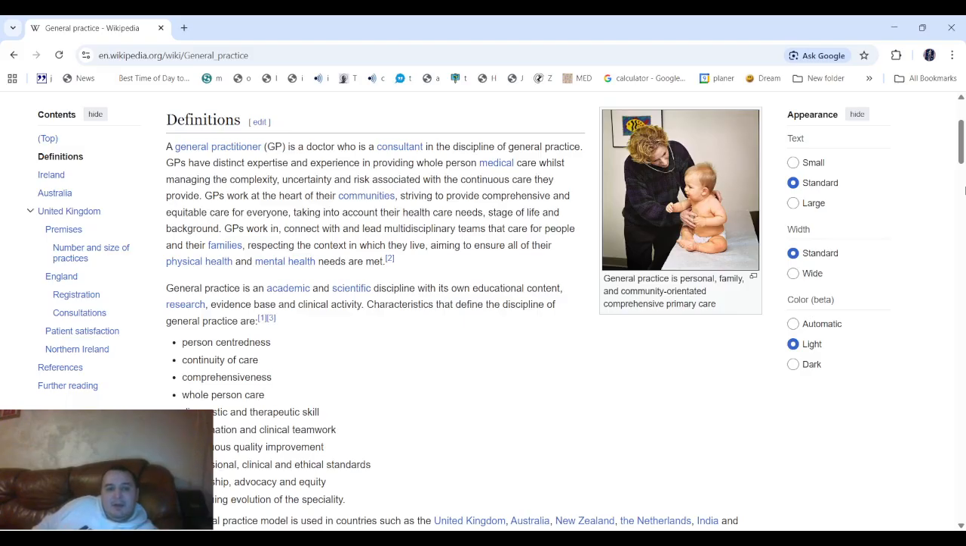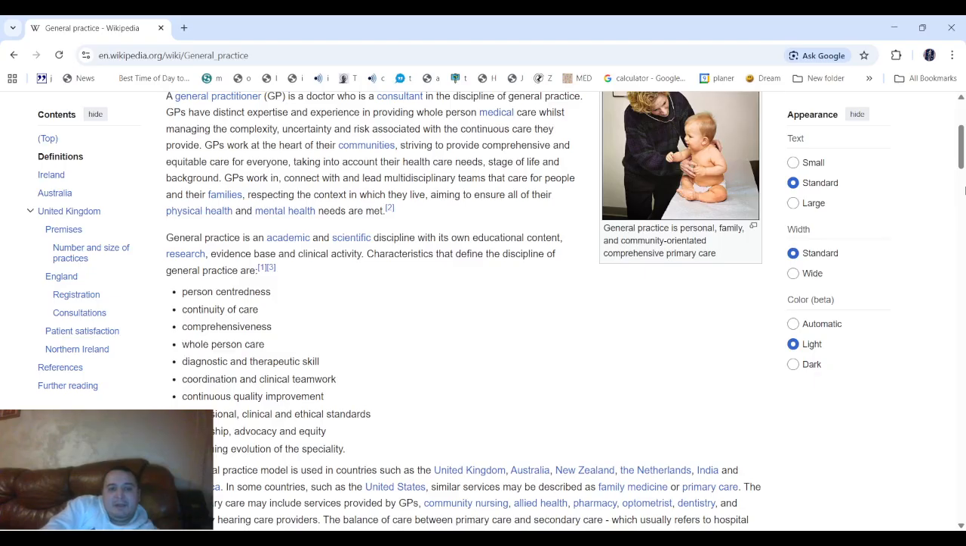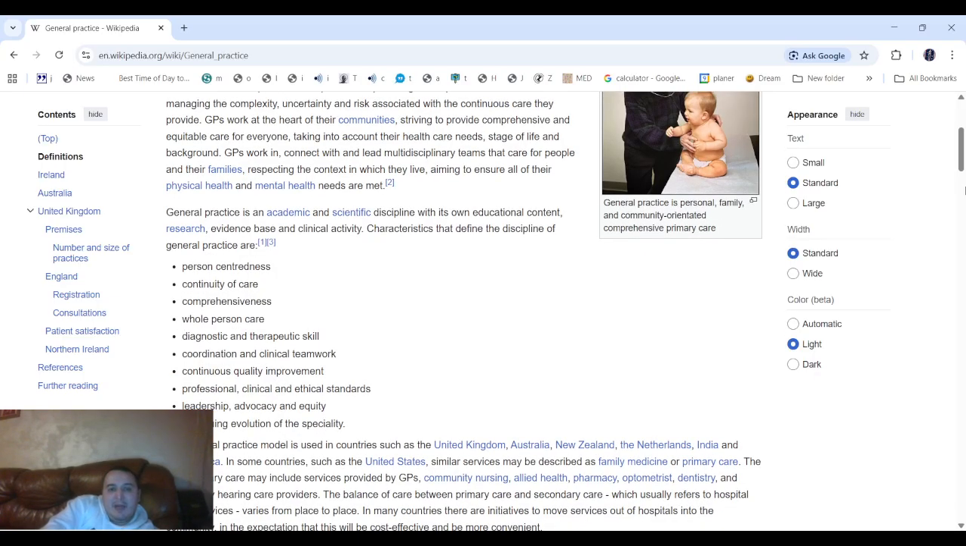GPs work in, connect with, and lead multidisciplinary teams that care for people and their families, respecting the context in which they live, aiming to ensure all of their physical health and mental health needs are met. General practice is an academic and scientific discipline with its own educational content, research, evidence base, and clinical activity.